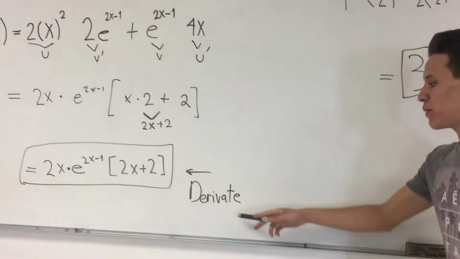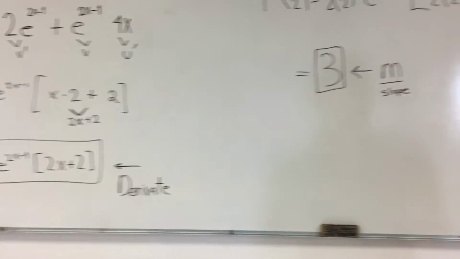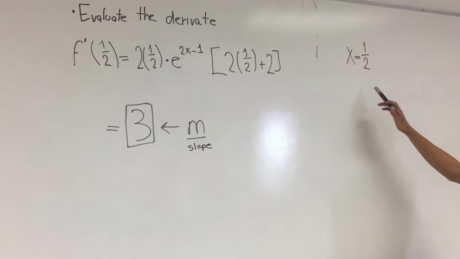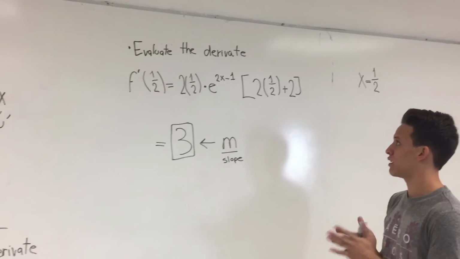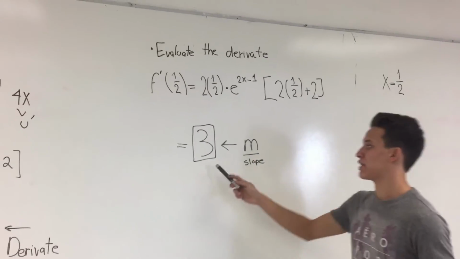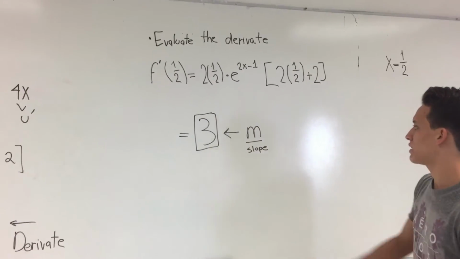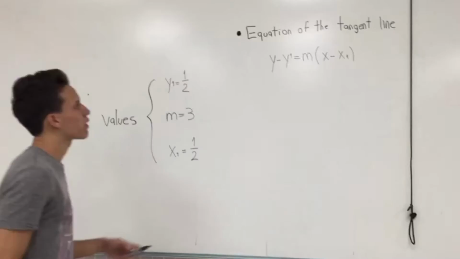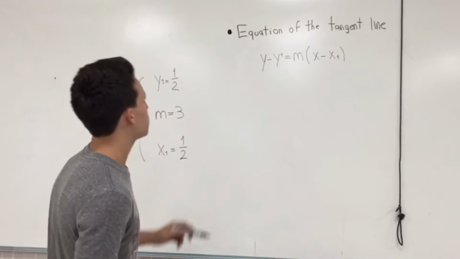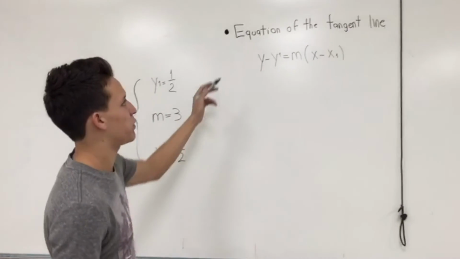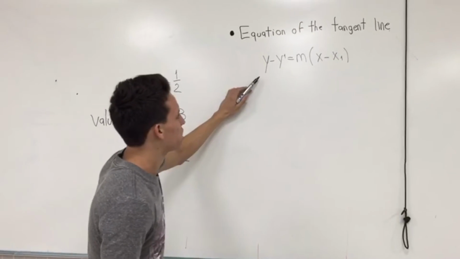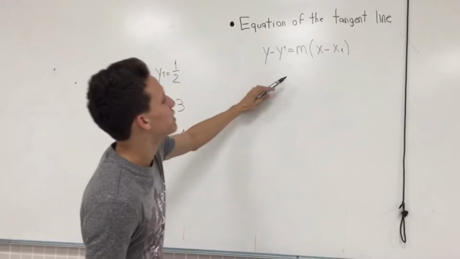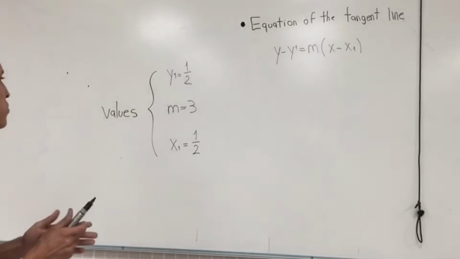Once we got the derivative of the problem, we are going to substitute the value of x into all the x's that we have in the derivative, obtaining as a result the number 3, that is m, or the slope. As our final step, we're going to get the equation of the tangent line using the formula y minus y1 is equal to m times x minus x1.